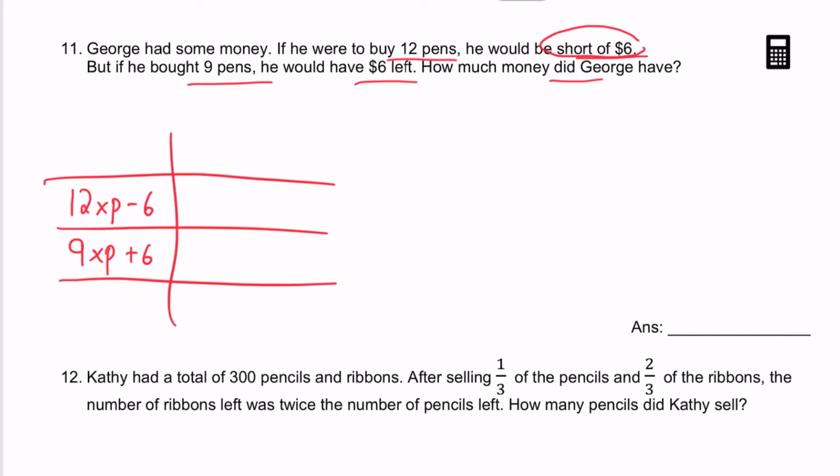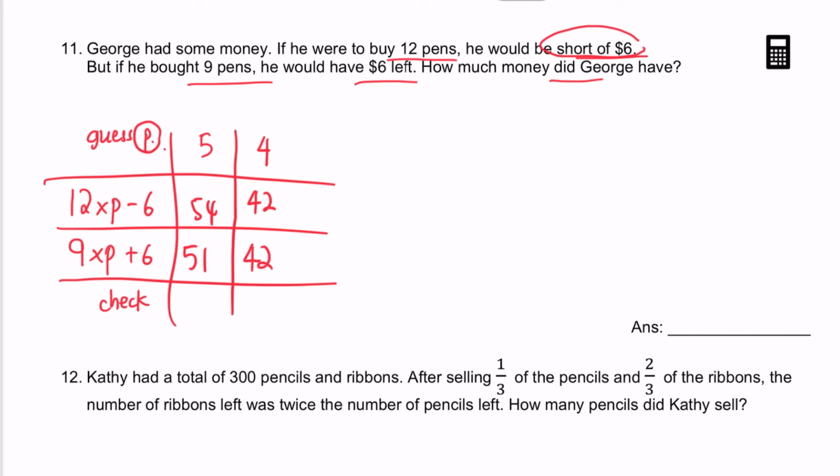So my job now is to guess P, the number of pens, and it should be the same number for both scenarios, and the last column is to check. So let's start with 5. Small number, so 5 times 12 minus 6 gives me 54. 5 times 9 plus 6 gives me 51. Getting closer, so maybe we should try 4, a smaller number. So 12 times 4 minus 6 gives me 42. 9 times 4 plus 6 gives me 42 as well. So check done.